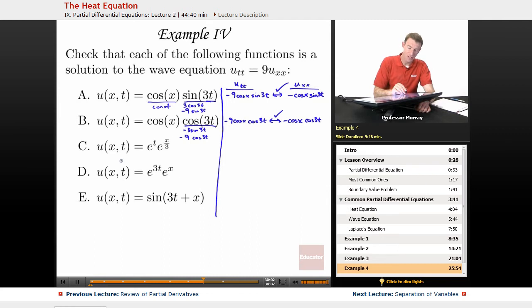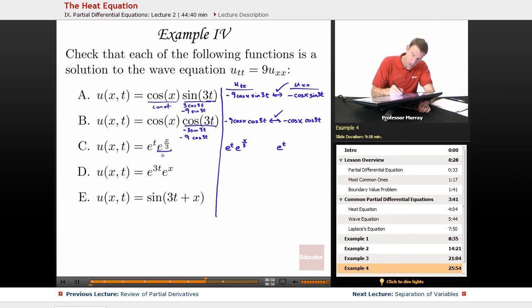u of xt is equal to e to the t times e to the x over 3. u sub tt means we think of x as a constant, and we take the second derivative of e to the t, which is just e to the t. And then the e to the x over 3 comes down as a constant. u sub xx means the e to the t comes down as a constant, and we take the second derivative of e to the x over 3.